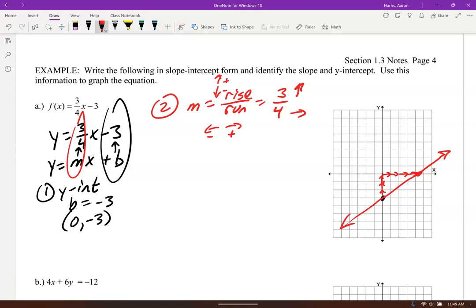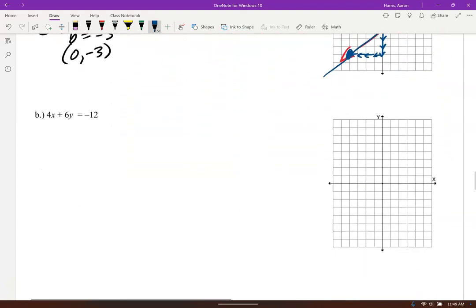All right? And just FYI, you can go the other direction. Negative 3 over negative 4, that's still positive 3/4. So I could go down 3, left 4. 1, 2, 3, 1, 2, 3, 4. And see how that's still on the same line there? Okay. All right, let's go ahead and solve this one for y.